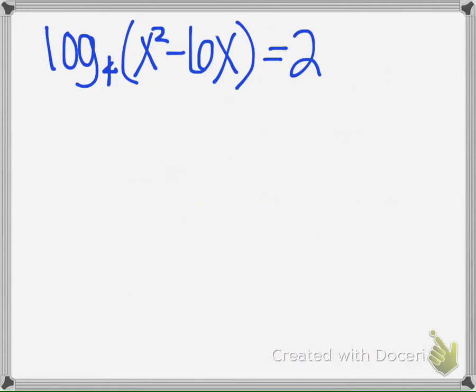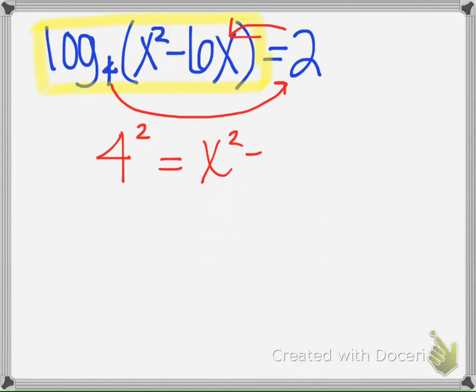Okay, in this problem, the logarithmic expression is all by itself. So since it's all by itself, we can write it in its exponential form. So 4 to the second power equals, and now we have an equation that has an exponent of 2. Since this is a quadratic equation, we need to use methods that we learned in the last chapter. To solve this, we can use completing the square, the quadratic formula, or factoring.